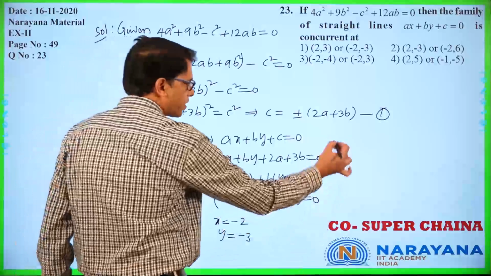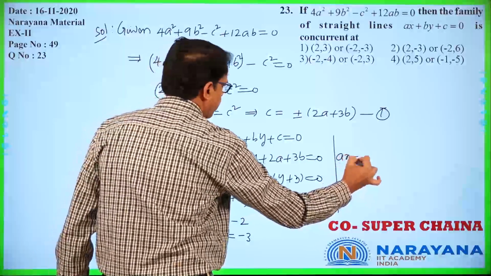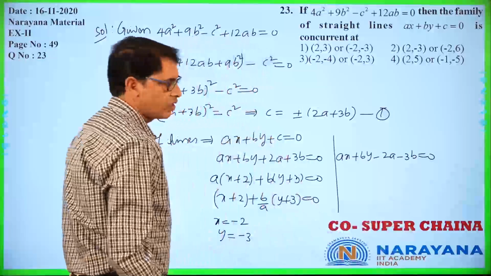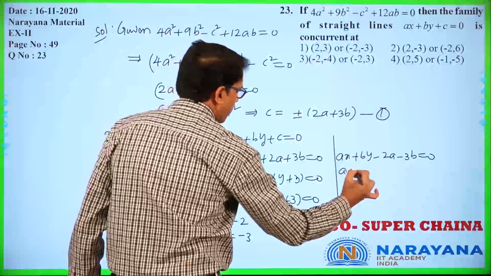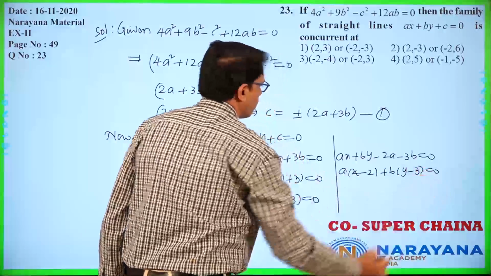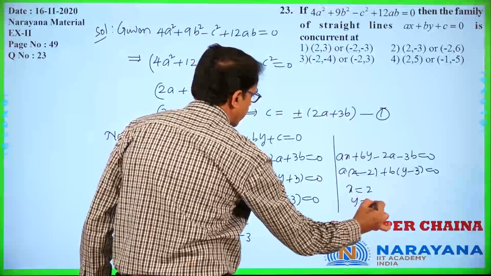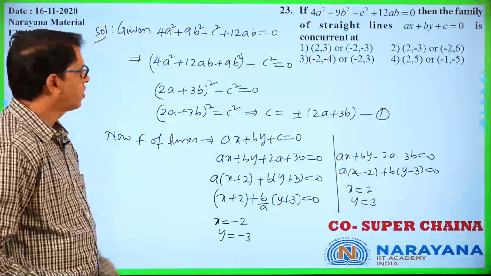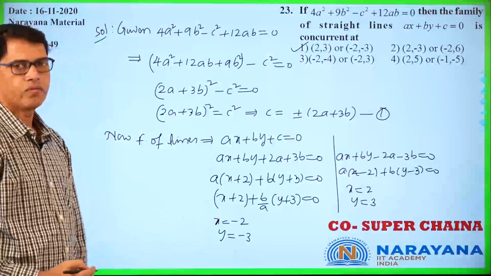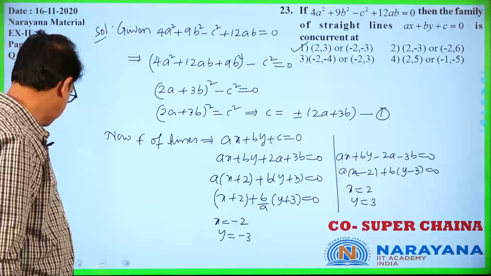Same, if you take minus sign here, what we get? So ax plus by minus 2a minus 3b equal to 0. So it is a common, x minus 2, plus b common, y minus 3 equal to 0. So here what we get? x is equal to 2 and y is equal to 3. 2 comma 3, so the options are 1, 2, 3: minus 2 comma minus 3. Okay. Next one.